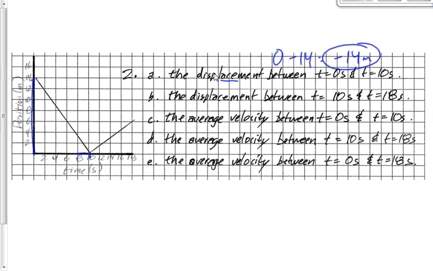The displacement between 10 and 18 seconds. Well, here, the initial position at 10 seconds is 0. The final position is 6 meters. So we're going to say 6 minus 0 equals 6 meters.